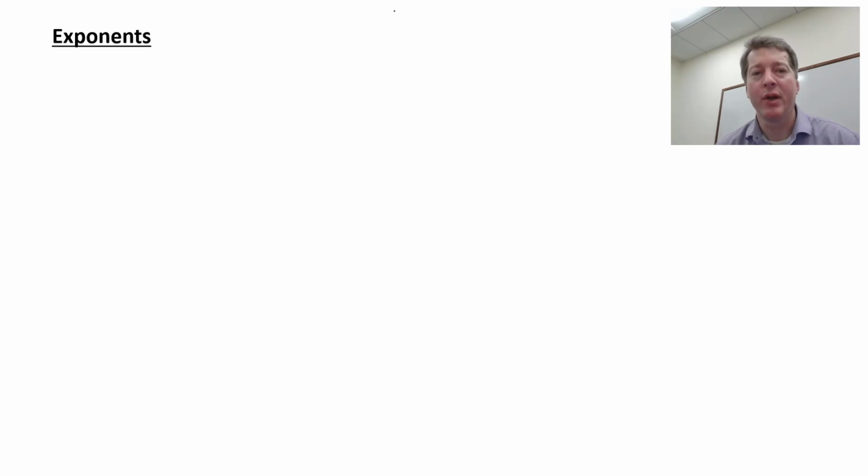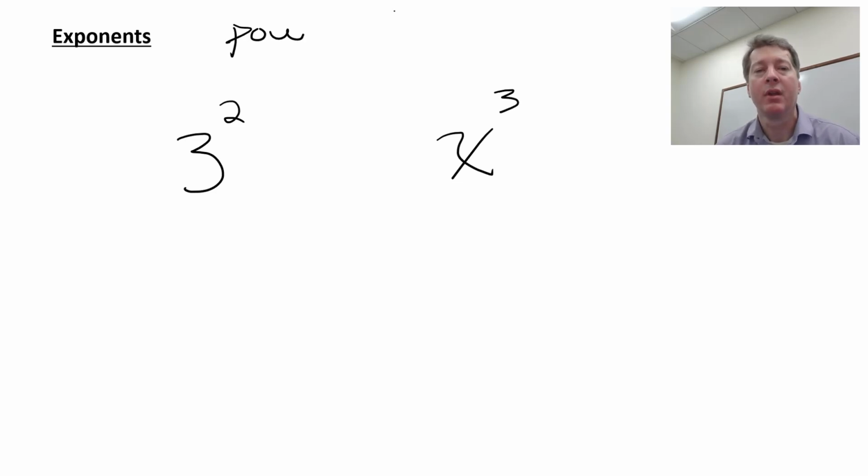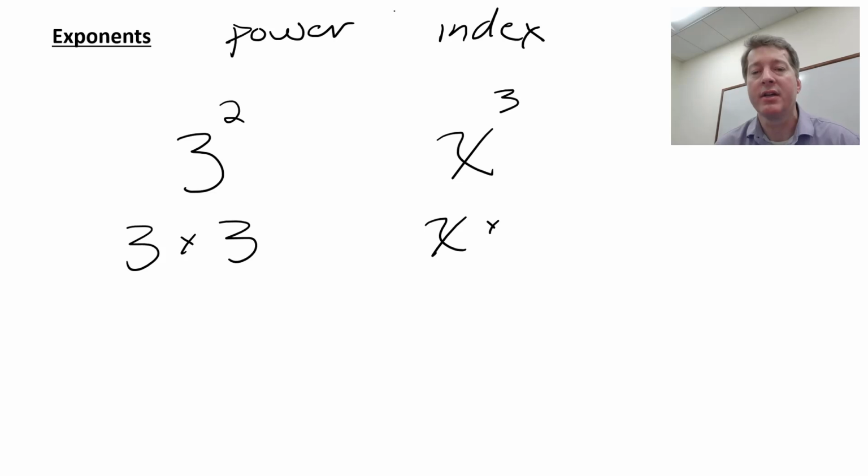Let's talk about exponents. And first of all, what is an exponent? Suppose I have 3 raised to the power of 2 or x raised to the power of 3. An exponent, and you might hear the word power or the word index, is all the same thing. What does this mean? 3 raised to the power of 2, 3 squared, is 3 times itself twice. So an exponent is how many times you multiply a number by itself. X raised to the power of 3, x cubed, is x times x times x. That's what it means.